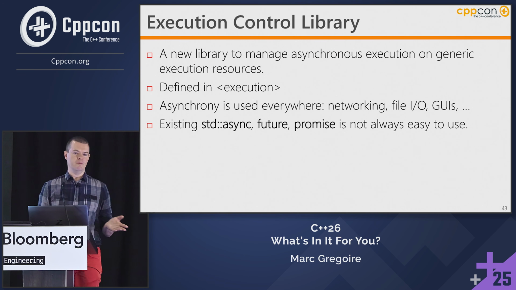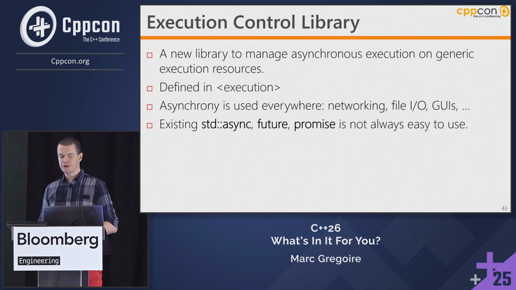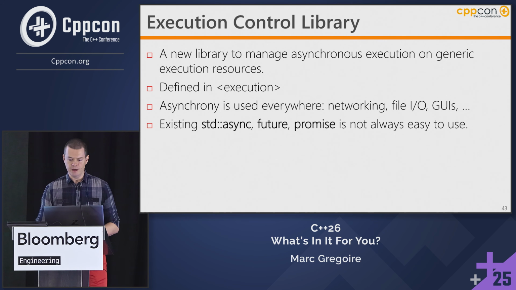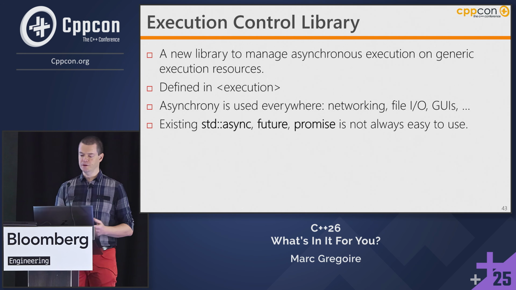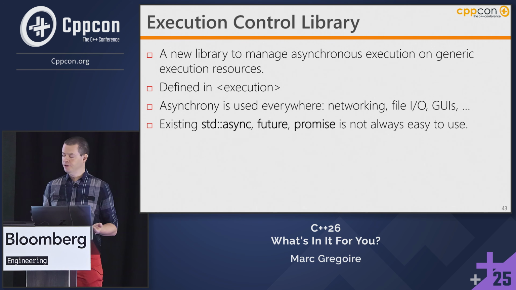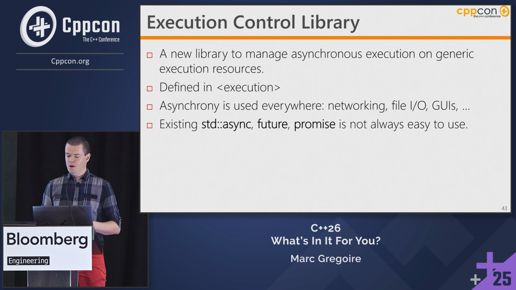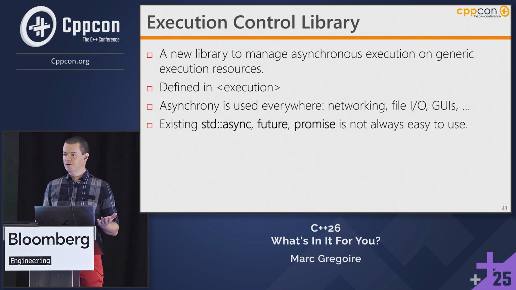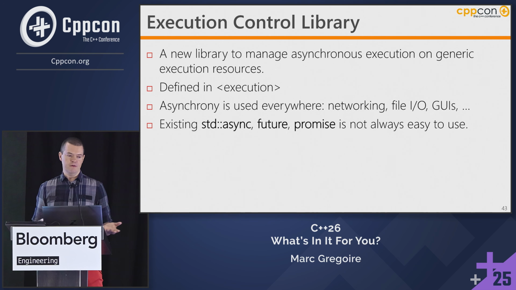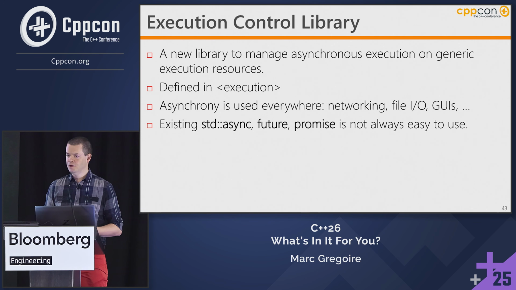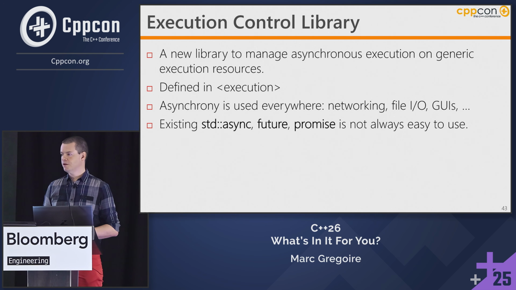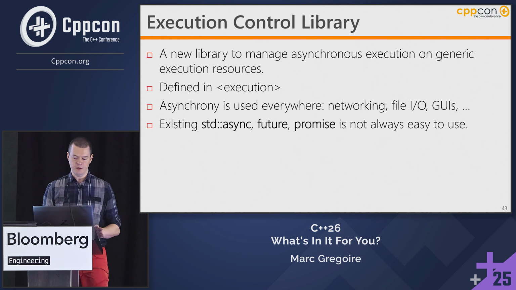First one, and this is a big one, just like static reflection and contracts, the execution control library. It's a brand new library to make it easier to work with asynchronous resources. It's all defined in the execution header. And why do we need this? Because asynchronous execution is everywhere. It's used in networking, it's used in graphical user interfaces, file I/O, accelerators, literally everywhere.